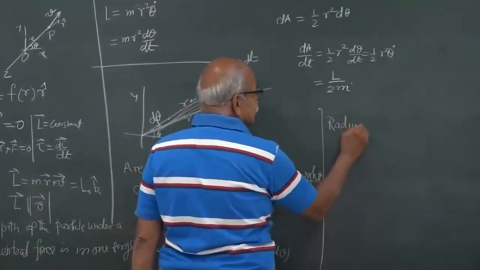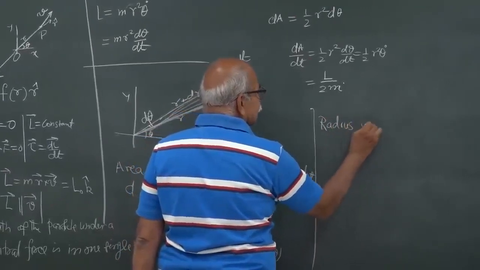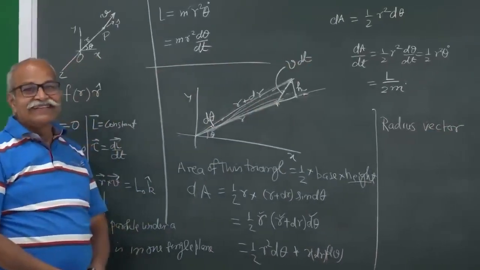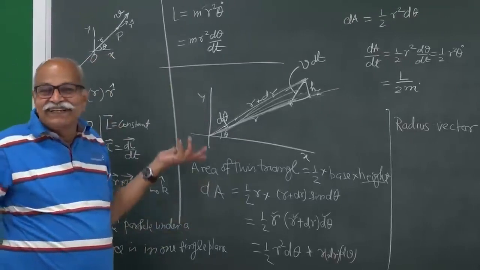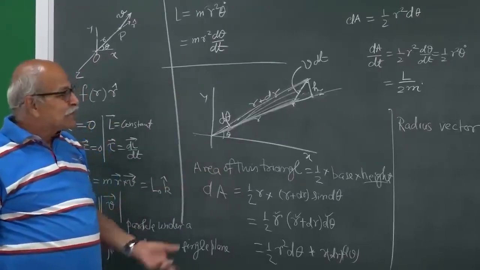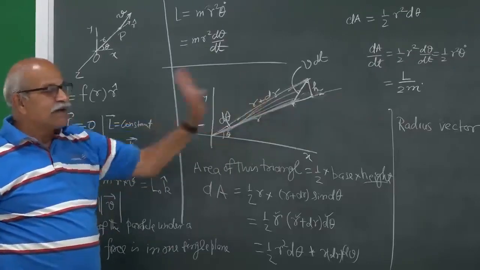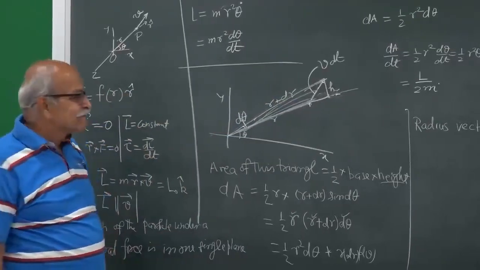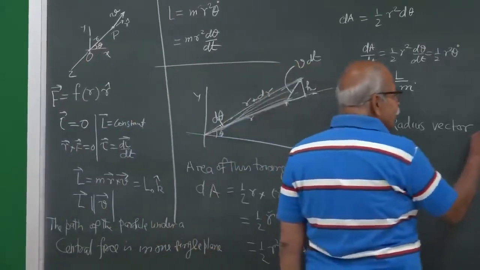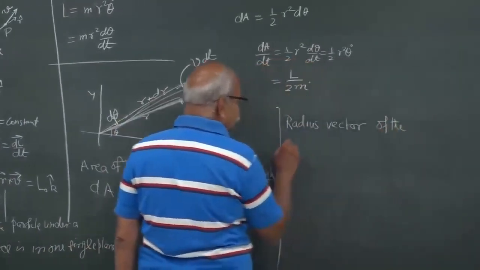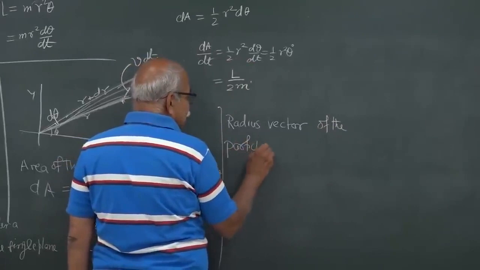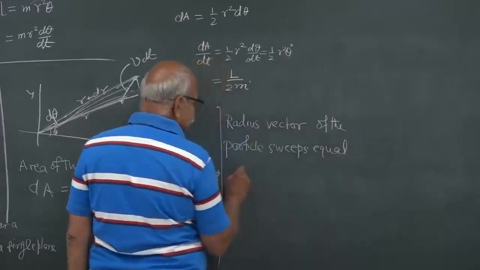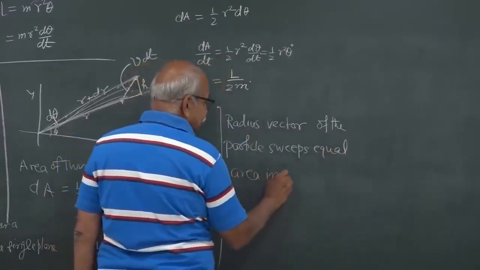Radius vector, what is radius vector? I do not know where the radius is, there is no circle out here. It can be a circle, but in general it can be anything else. So the vector from the origin to the particle, the position vector, is also known as the radius vector. The radius vector of the particle sweeps equal area in equal time.